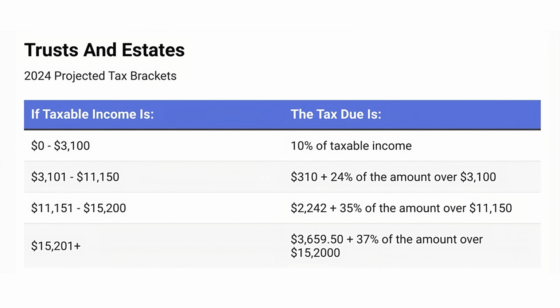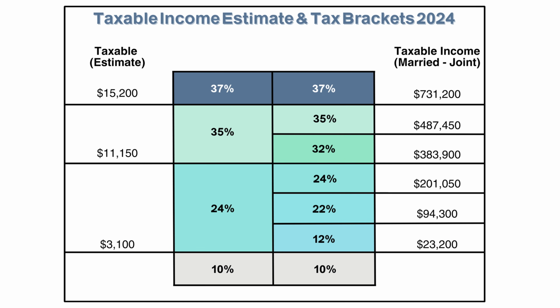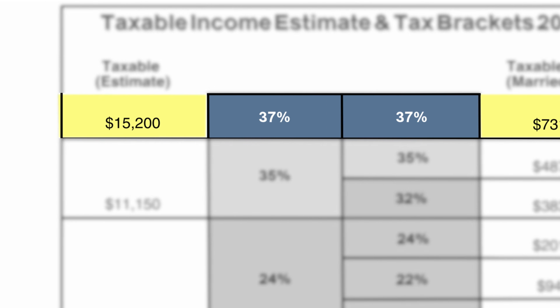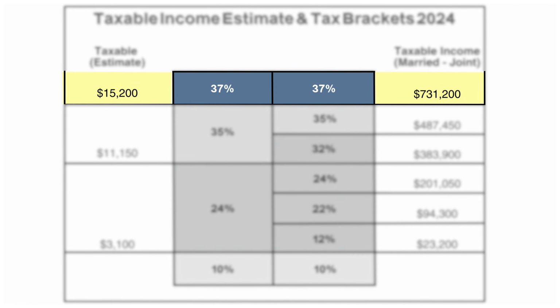And so what you can see here is that $15,000 in taxable income is the most that you can earn before you move into the 37% tax bracket. Taxed as a non-trust, you can make over $700,000 and not get taxed at the highest income bracket. Taxed as a trust, you're at $15,000. Those are huge differences when you're thinking about the tax liability of an account.